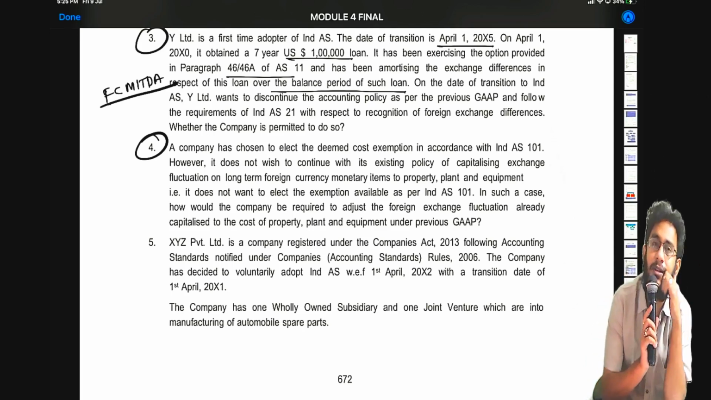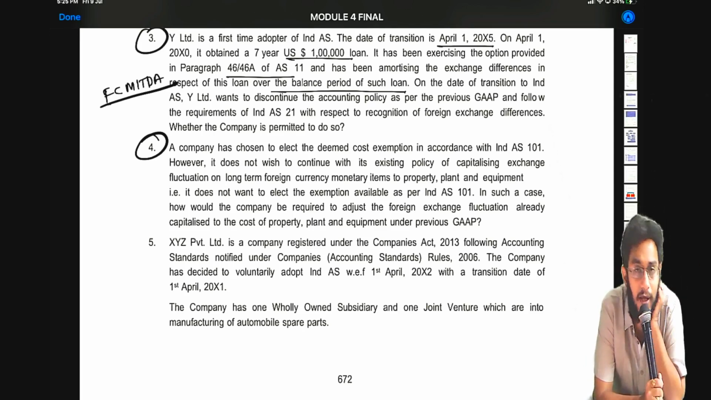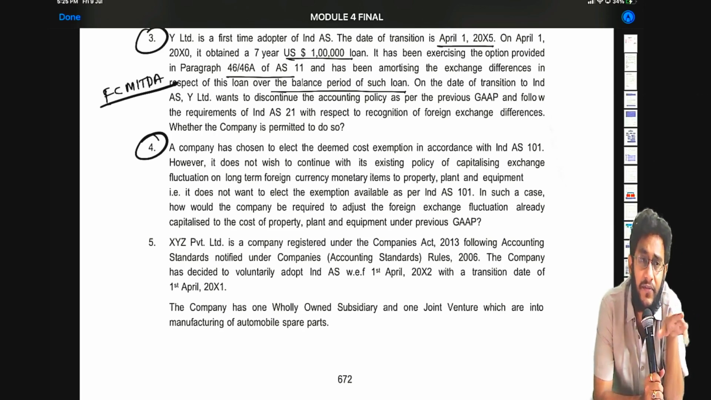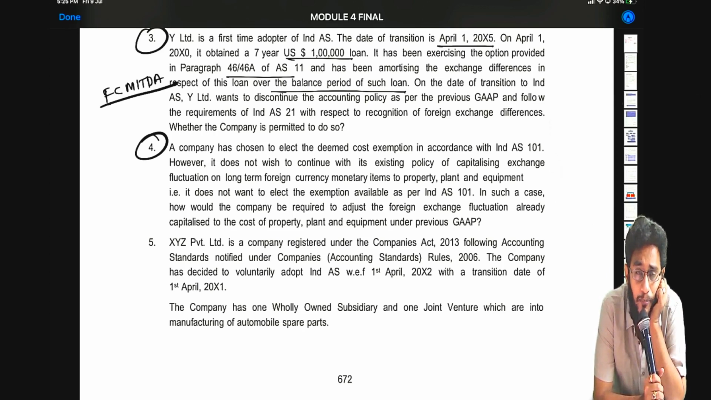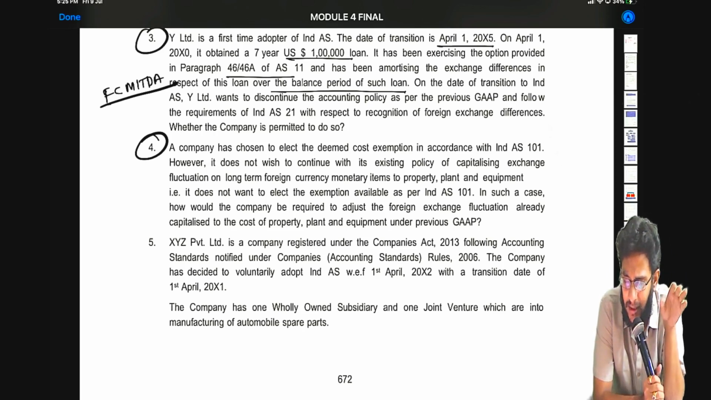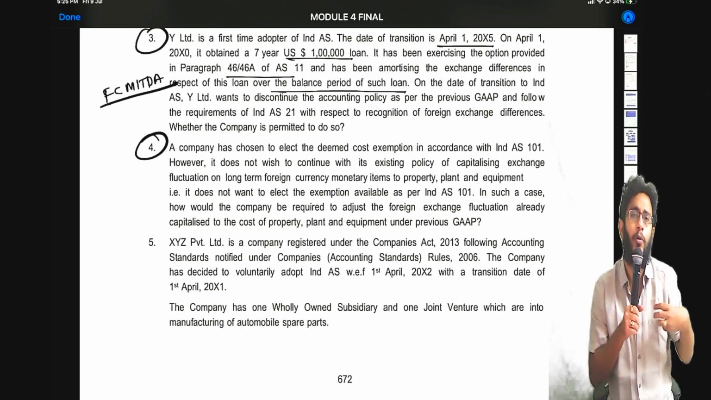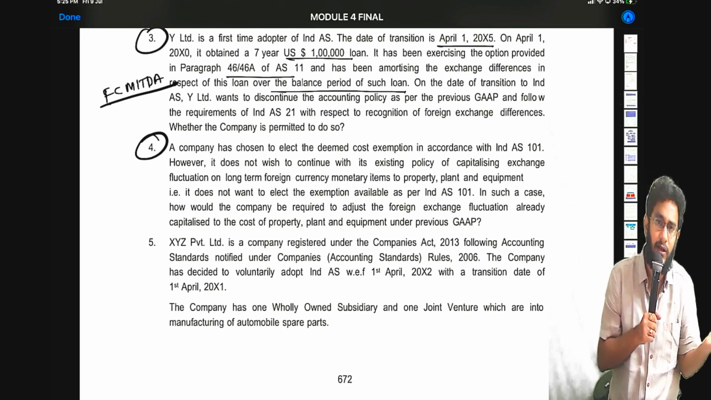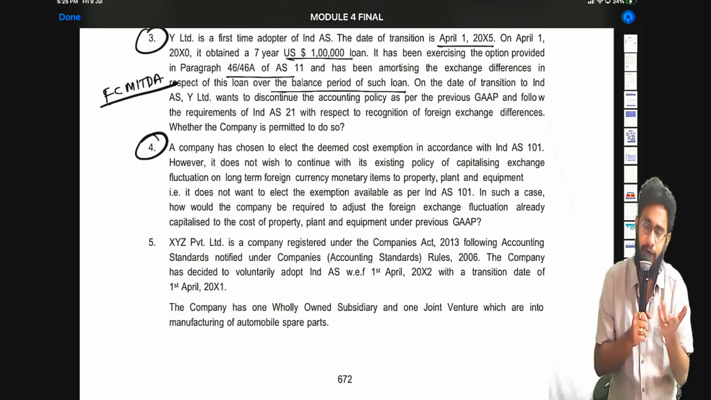Anyway, listen, the story is this, sir. This fellow has got a foreign currency loan. That foreign currency loan is related to a depreciable asset. In the past, what he has done is all the exchange differences he has been capitalizing towards PPE. Now, on the transition date, he decided to take the deemed cost exemption, which most likely is the carrying amount, whatever is there of the PPE under AS. That as it is he wants to bring into Ind AS. Sir, is it allowed? Of course it is allowed.